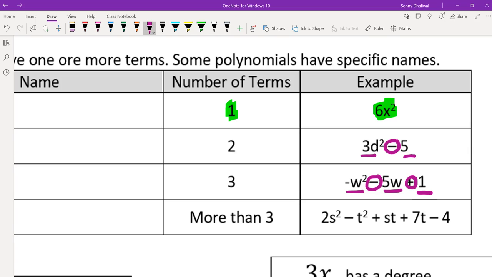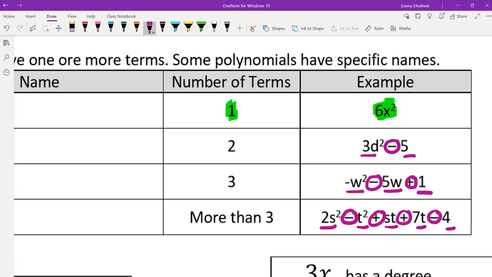With polynomials, we usually only count up to 3. Everything more than 3, we use generic terms for, and I'll talk about it in a second. So that one has a lot: 1, 2, 3, 4, 5. 5 terms.